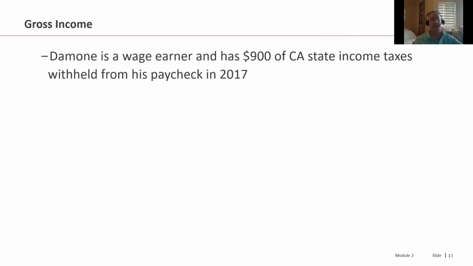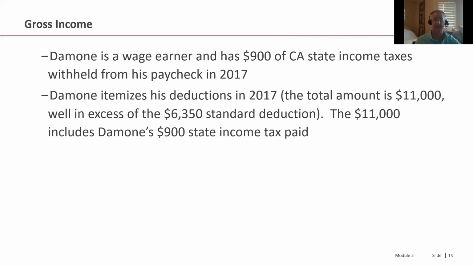So Damone is a wage earner. He has $900 of California state income tax withheld from his paycheck in 2017. So you can think of that as he's paid $900 of state income taxes. Damone itemizes deductions in 2017, and the total amount is well in excess of the standard deduction in 2017, which was $6,350. So the $11,000 of his itemized deductions includes his $900 of state income taxes paid.